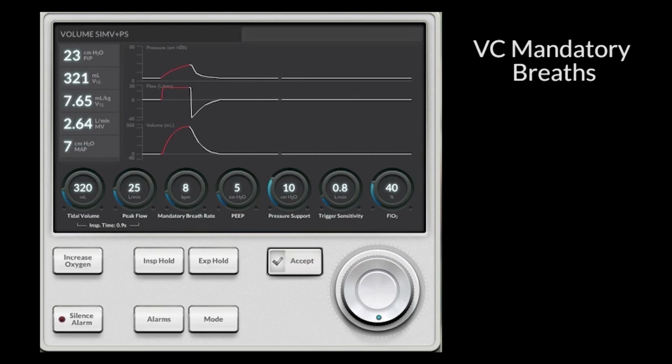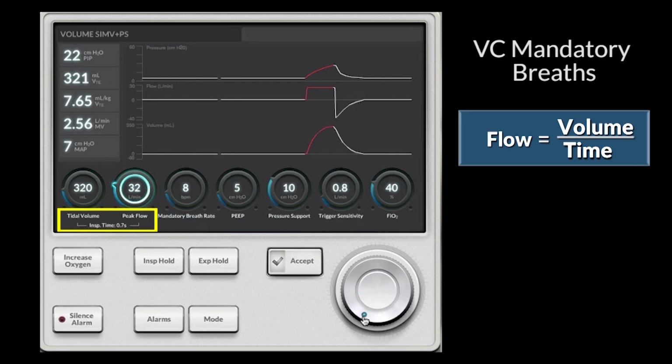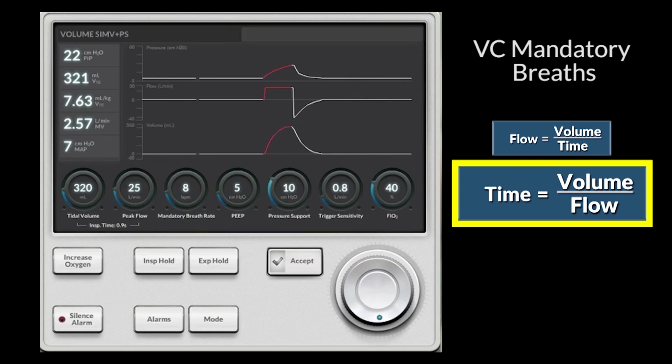If you're choosing a mode that utilizes volume control mandatory breaths, and that's either volume control, assist control, or volume control SIMV type modes, we would set the tidal volume directly, but you're also going to have to choose a flow rate, which determines how fast the volume is delivered. The flow rate can be set either directly, usually as a peak flow rate. In this case, the ventilator will calculate the inspiratory time necessary to deliver that tidal volume at that flow rate. Or the flow rate can be set indirectly by setting an inspiratory time, in which case the ventilator will calculate the flow rate needed to deliver that volume in that set time interval.